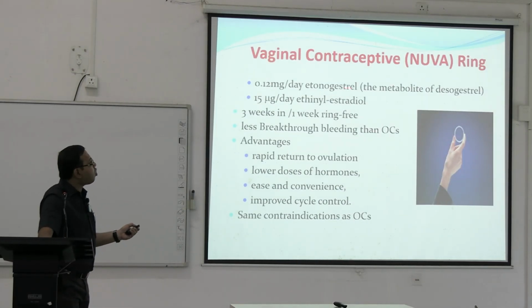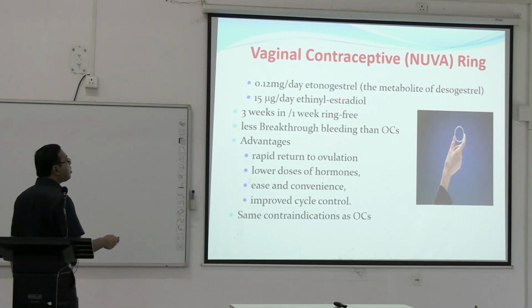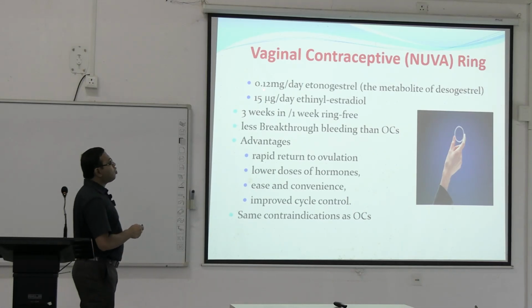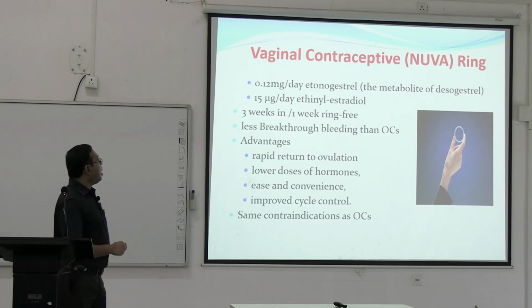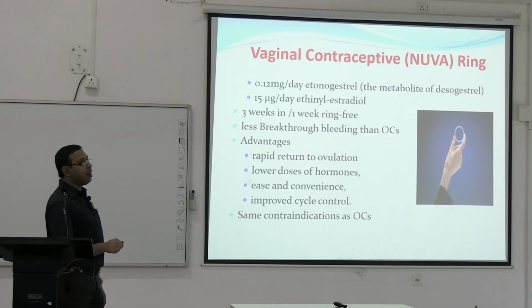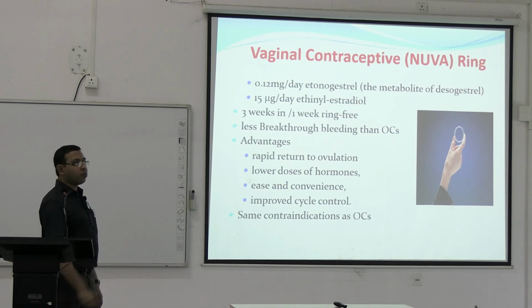There is the vaginal contraceptive ring, or NuvaRing. It contains etonogestrel, 0.12 mg per day of which is released. Etonogestrel is basically a metabolite of desogestrel. It also releases 15 microgram per day of ethinyl estradiol. So it is a combination of ethinyl estradiol and etonogestrel.